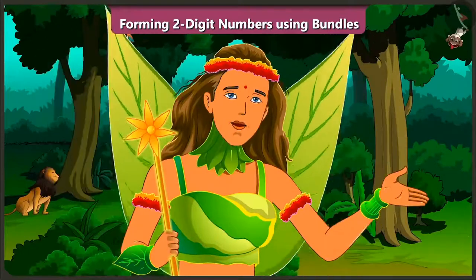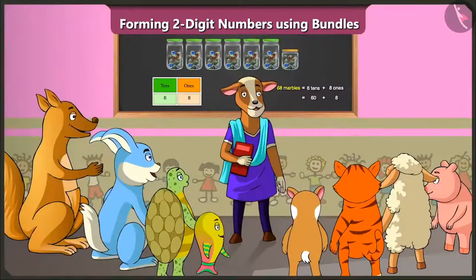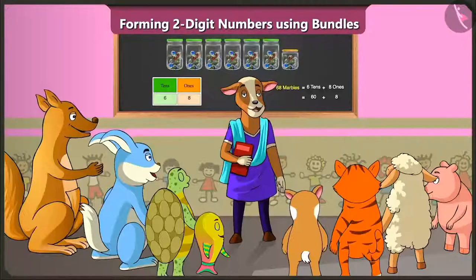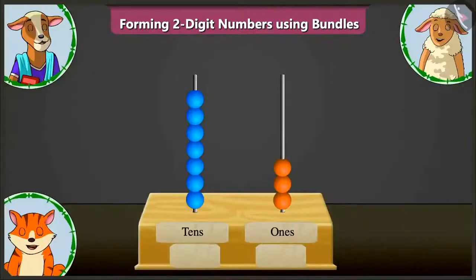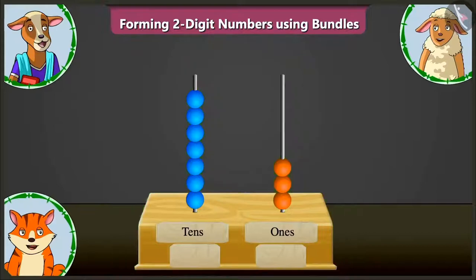Children, in this video, we will learn to form 2-digit numbers using bundles through some interesting examples. Children, in the last class, you had learnt to form numbers in the groups of tens. Yes, ma'am. Let us see, through some examples, how much you remember. Look, there is an abacus given here. You have to look at it and form a number.